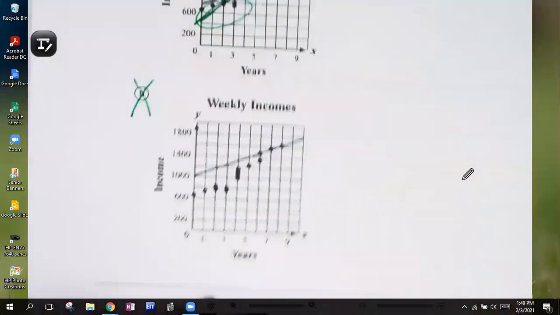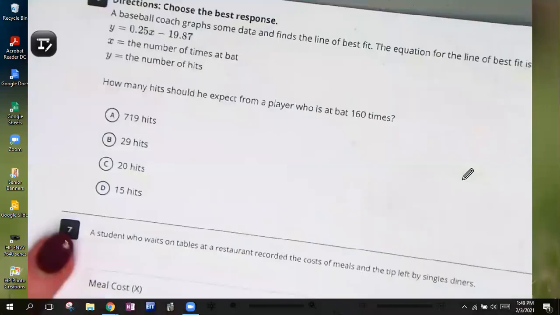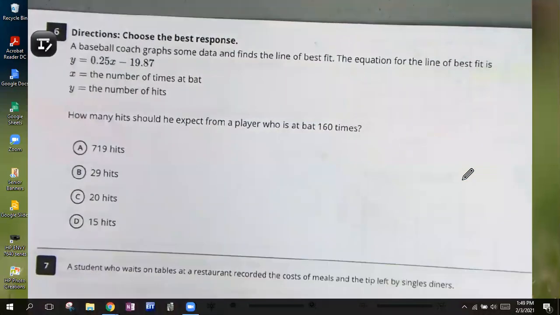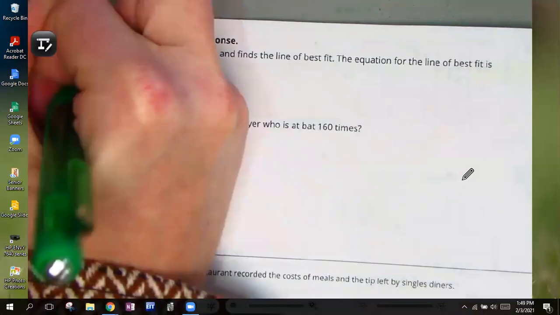There will be one similar to that on your test. All right, this one looks like number 2, I think. Almost the same exact question. It says a baseball coach graphs some data and finds the line of best fit. The equation for the line of best fit is right here.